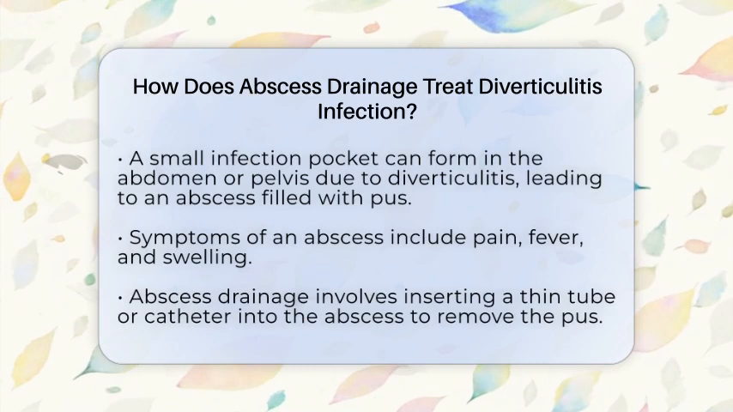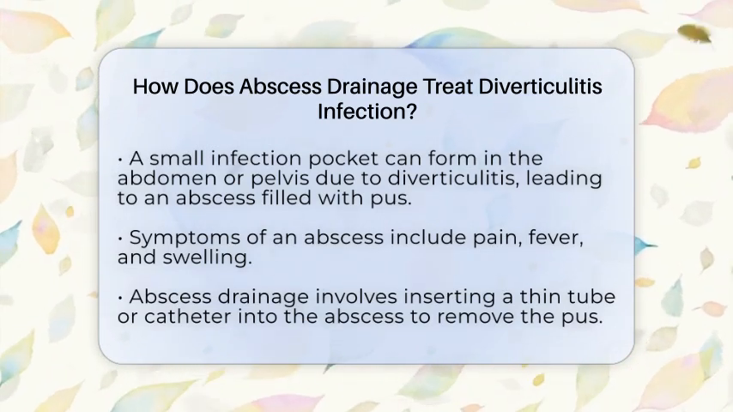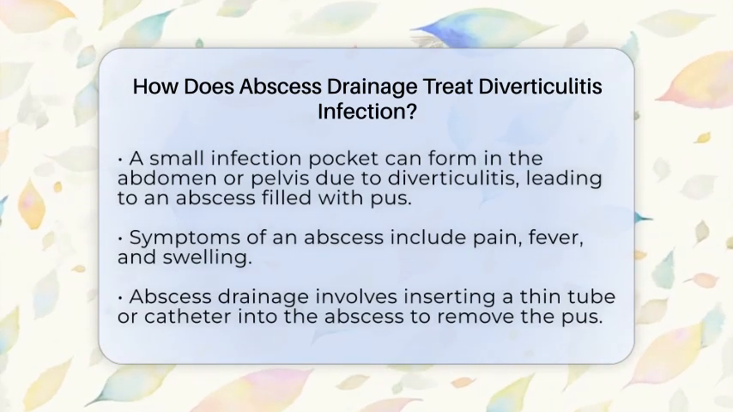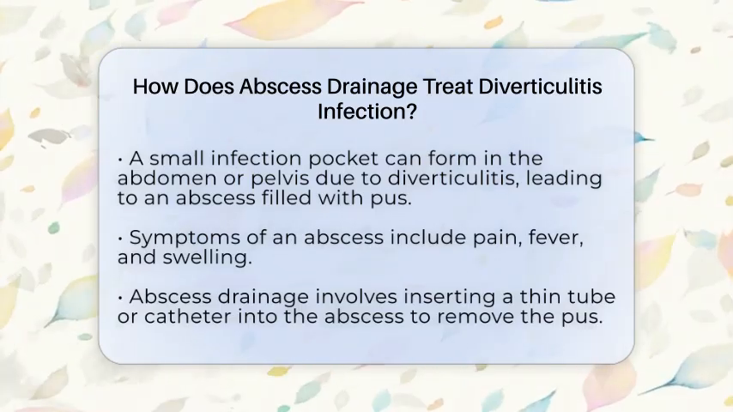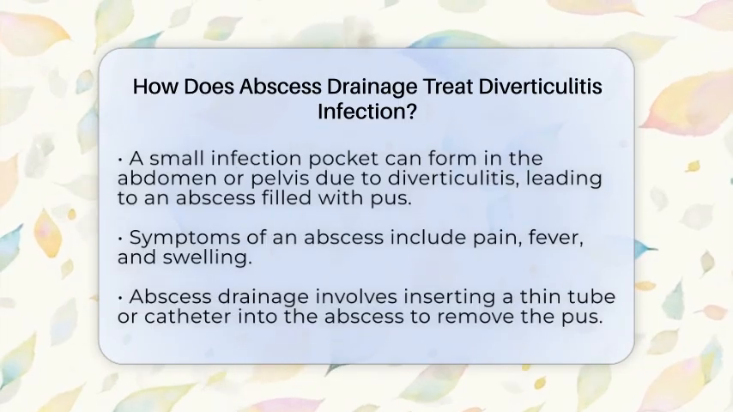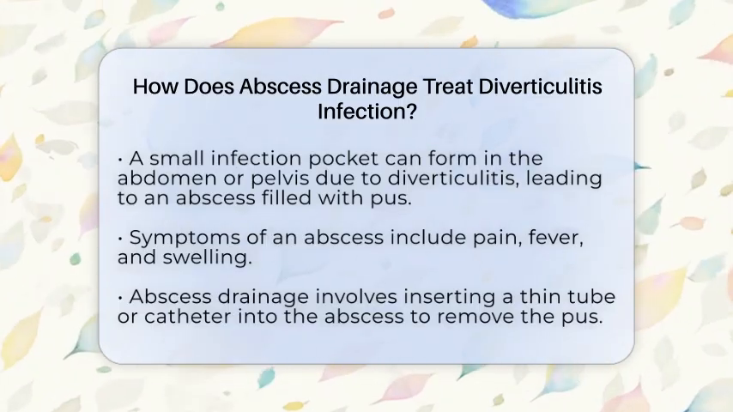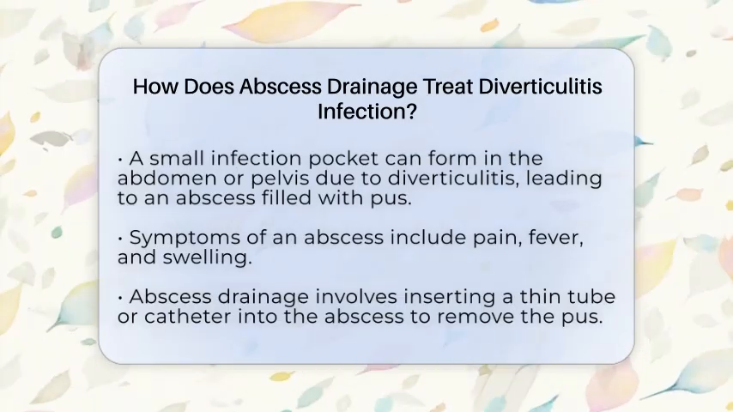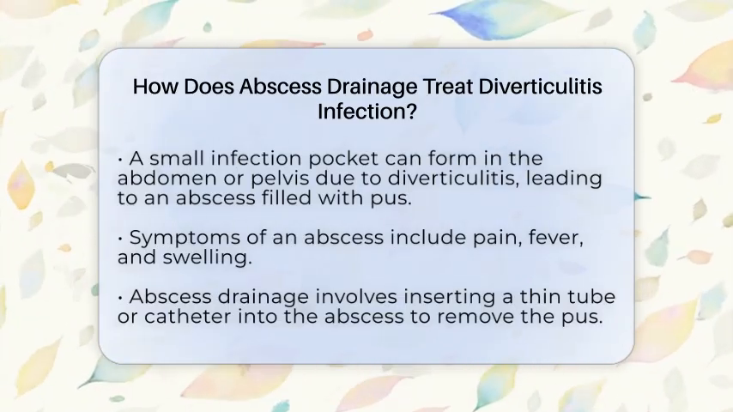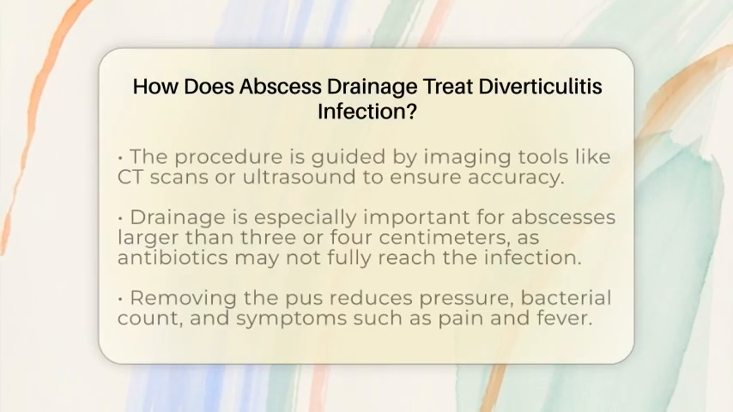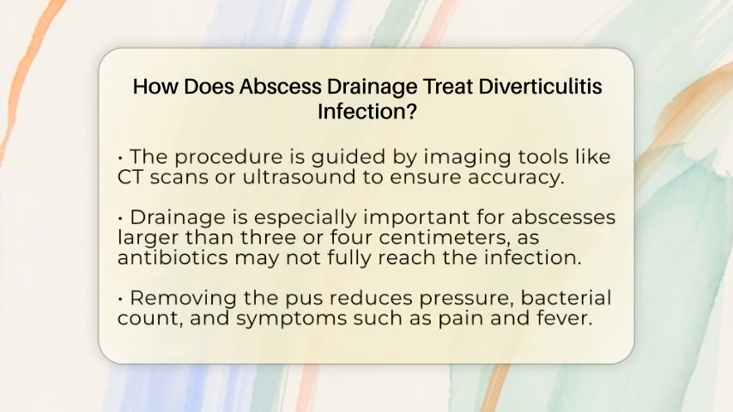This process involves inserting a thin tube or catheter directly into the abscess to remove the pus. The goal is to physically eliminate the infected material, which helps control the spread of infection and reduces inflammation. This drainage is especially important when the abscess is larger than 3 or 4 centimeters. Antibiotics alone might not reach deep into the abscess cavity to clear the infection effectively.